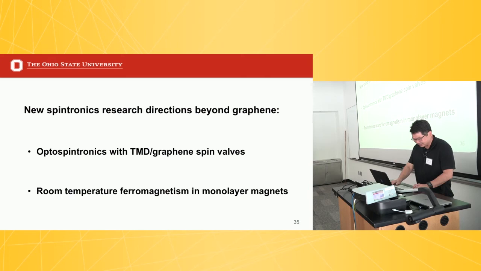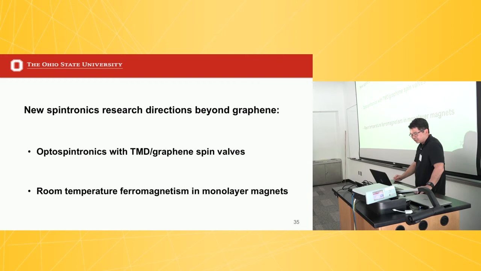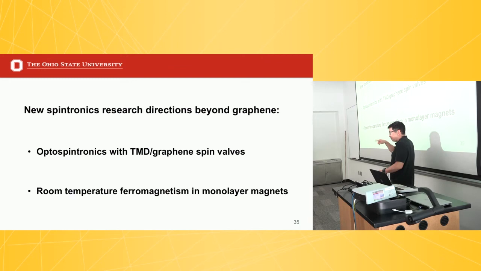So I do want to turn to a couple of really cool experiments. One is doing optospintronics with TMD and graphene. Let me just tell you the experiment. I'm going to flip through it really quick, but I want to tell you the experiment. You have a TMD on top and graphene on the bottom, and the graphene is a whole spin valve. The graphene has very low spin orbit coupling.